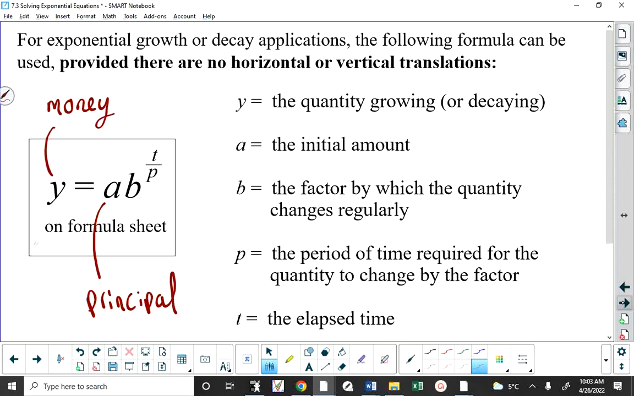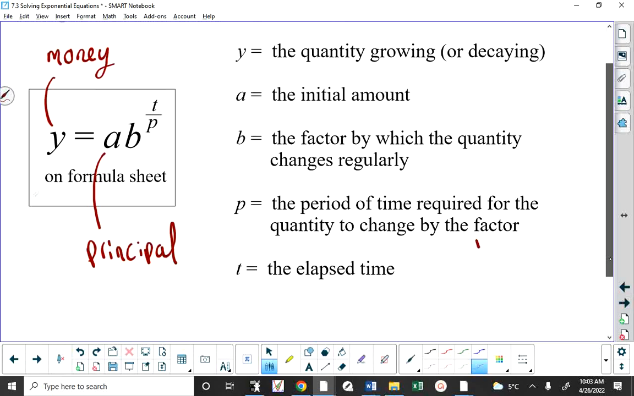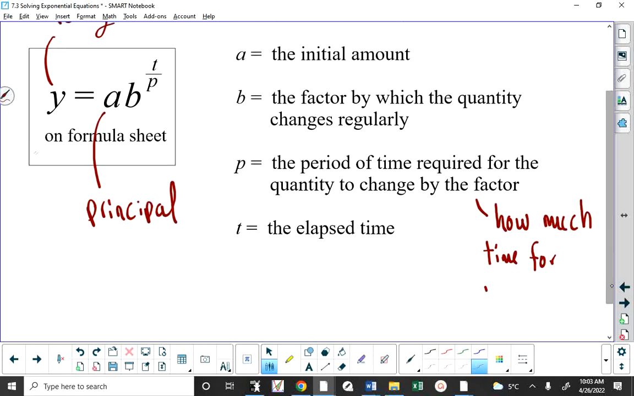B, of course, is the factor by which things change regularly, and we're going to have to talk extensively about that. And P is how long it takes for that factor to change. So P is really how much time for interest to be earned.